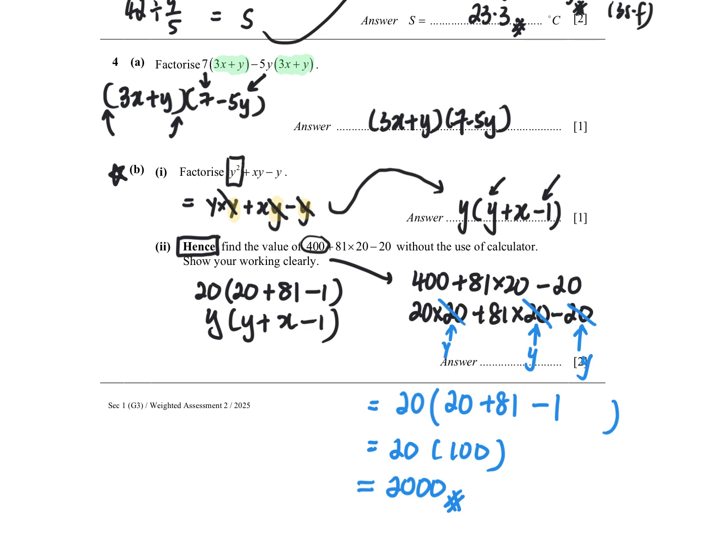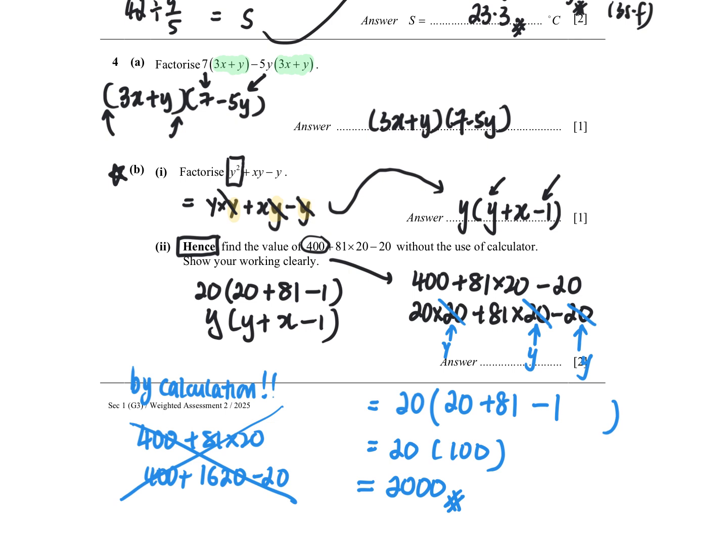But if you go and calculate separately, like you go and multiply this one, then you say this is 1620, then minus 20, then plus 400. That one I can't give you the marks because this is by calculation, which you are not supposed to do. Okay, so if you ask me this paper, only this one a bit more tricky. The rest, all you should be able to do easily.